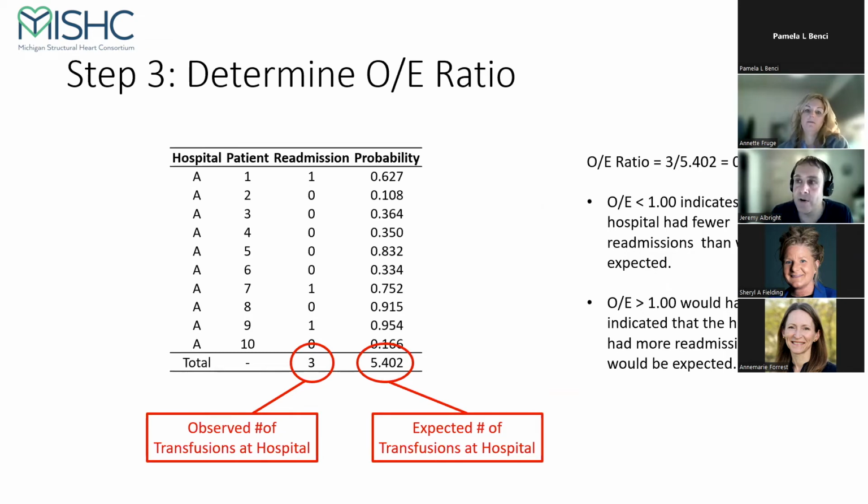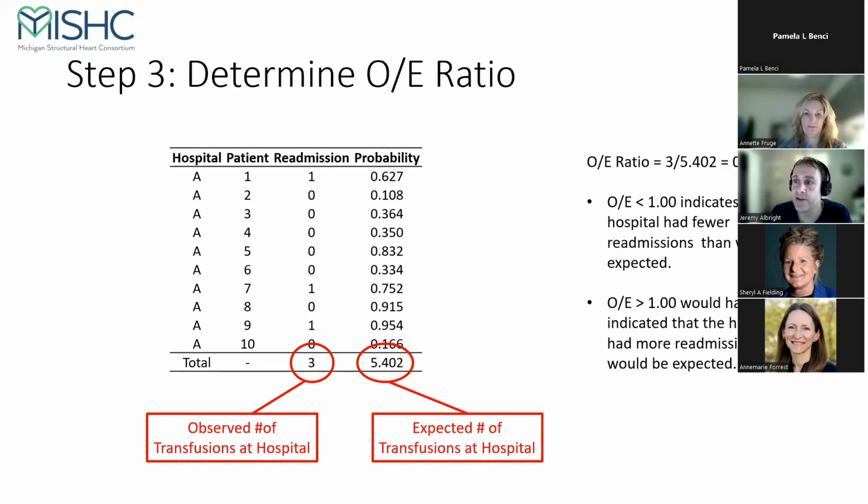So this OE ratio, it's really nothing more than we take the sum of all the patients in the hospital of their readmissions. Remember, they're ones and zeros, so we just add up the ones. That's the number of readmissions. And then we add up the probability, and this is the expected number of readmissions that we would expect to see given this patient mix. So we just take the ratio of that O sum and that E sum. In this case, it's 3 over 5.4, and that gives us this value of 0.555.